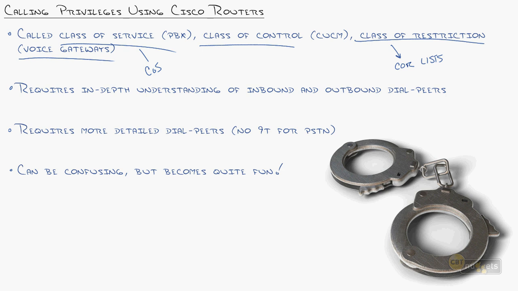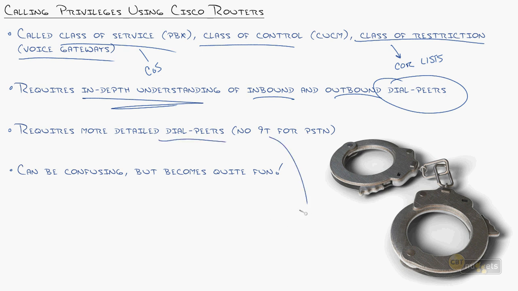So this feature does require an in-depth understanding of inbound and outbound dial peers, which is why I've placed it right at the tail end of all this dial plan and dial peer construction. It's really a feature that relies on the dial peers. It grants privileges based on what dial peer you receive as your incoming and which dial peer you go out as your outgoing. And it does require more detailed dial peers, meaning if you have just one dial peer that says 9T goes to the PSTN, it's one dial peer to rule them all, then what this feature does is grant or deny access to that dial peer.